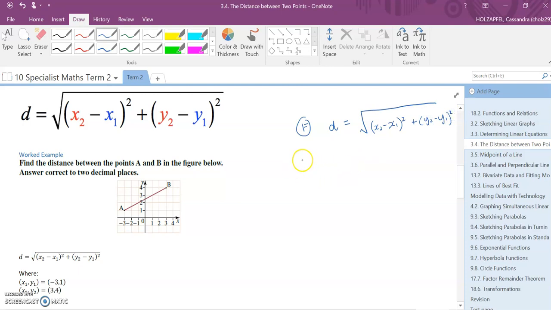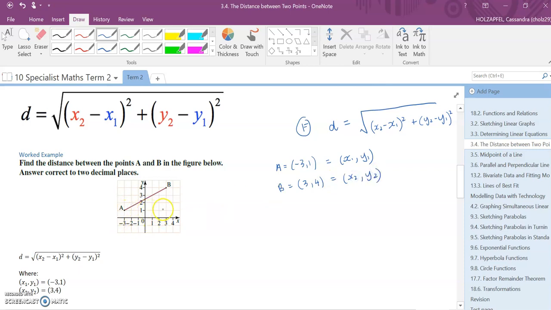And now I'm going to substitute in my points. So this point here we can see is going to be at -3, 1. So let's call that my x1 and my y1. And then I'm going to have this point here, so let's make sure we label that. This point here, b, is going to be at 3, 4. And we'll call that our x2 and our y2.